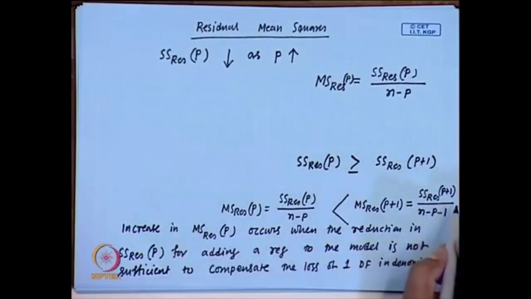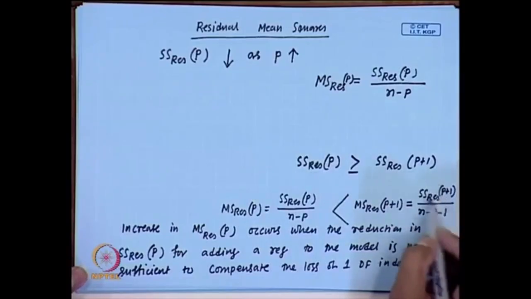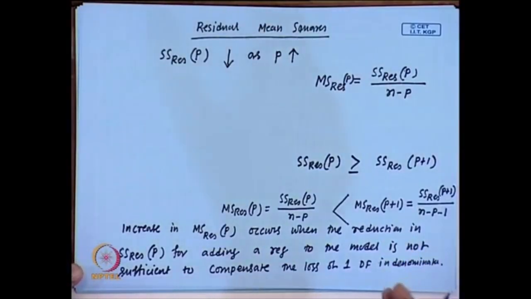Of course, this one is smaller than this one, but if you add an irrelevant regressor in the model, the SS residual will decrease, but if the reduction for adding one more regressor is not sufficient to compensate the 1 degree of freedom loss here, then only it increases. So, if the newly added regressor variable is not relevant for the response variable or for the model, then the reduction in SS residual is not sufficient to compensate the 1 degree of freedom loss in the model. Then only MS residual increases.